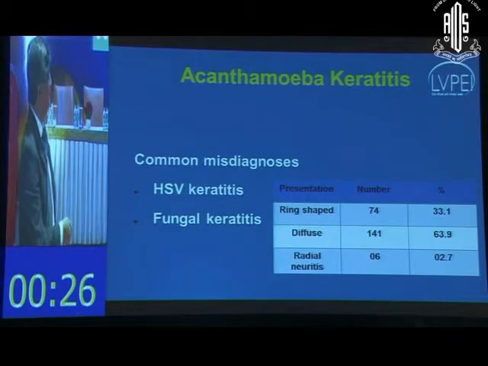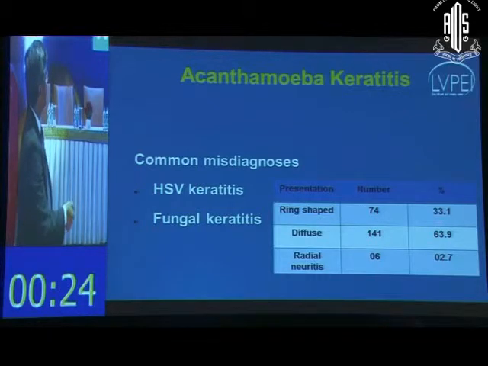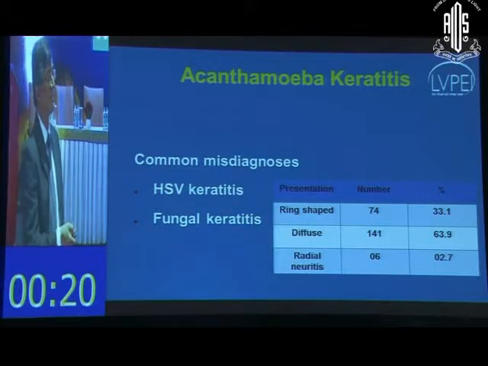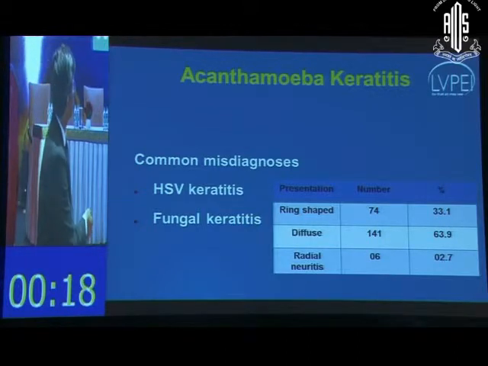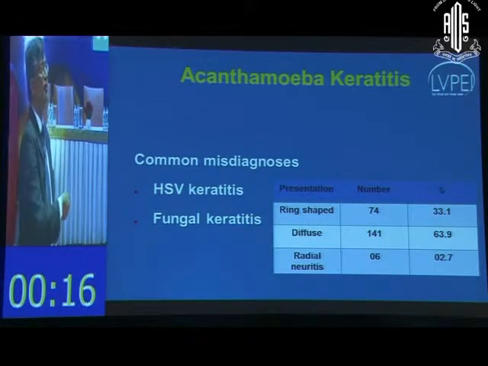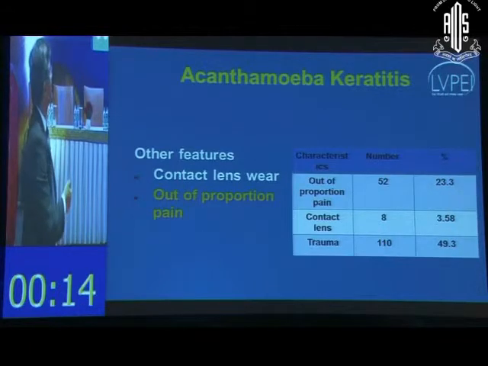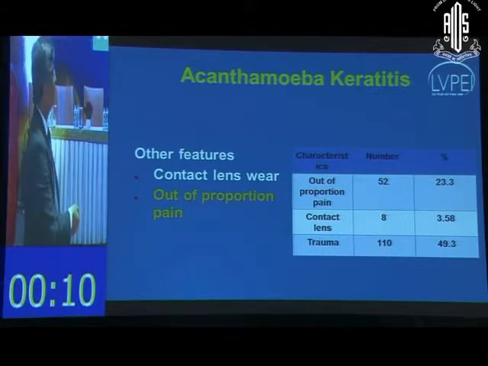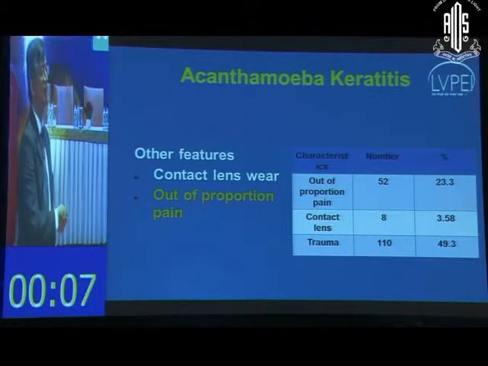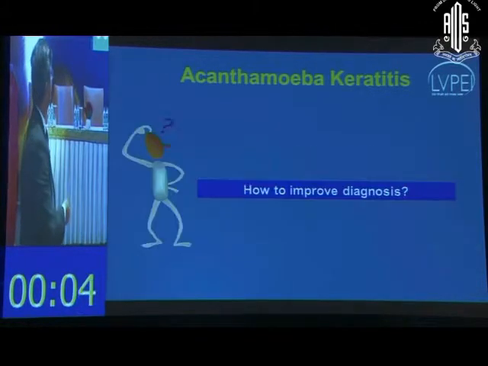So when we tried to compile these cases, we found that ring infiltrate was present only in 33% of the patients. A large number of the patients who were presented to us had diffuse infiltrate. The contact lens was a predisposing factor only in 3% of the cases. 50% of the patients had trauma as the most important predisposing factor.